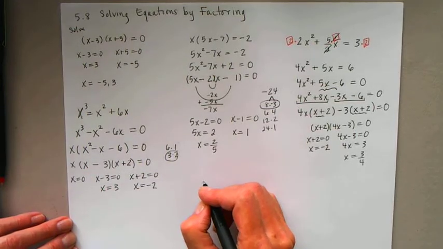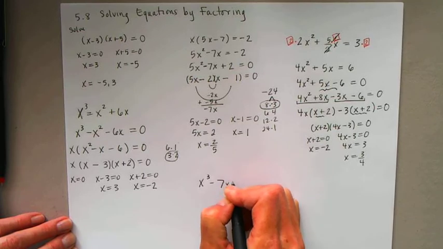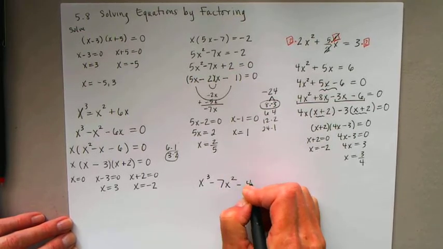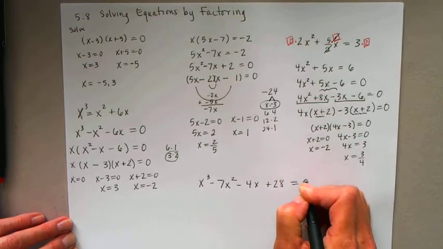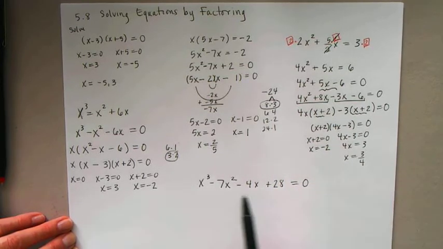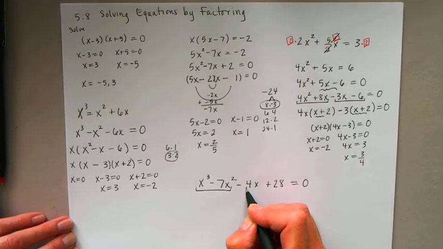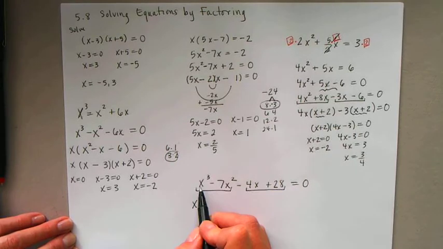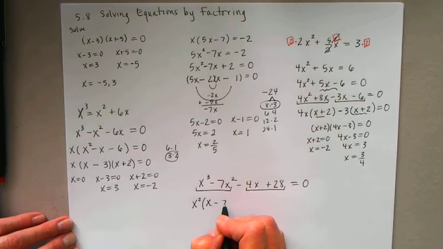Okay, last one. How about this one? x to the third minus 7x squared minus 4x plus 28. And they were nice, and they already set it equal to 0 for us. But as soon as I see 4 terms, I know, oh, I'm going to factor by grouping, just like we learned earlier in chapter 5. So I'm going to group it in the order it's in and see if it'll work. Remember, that means divide, leaving me x here and negative 7 here.